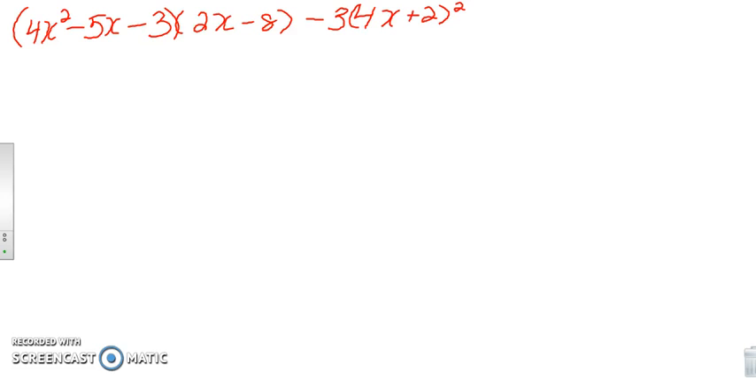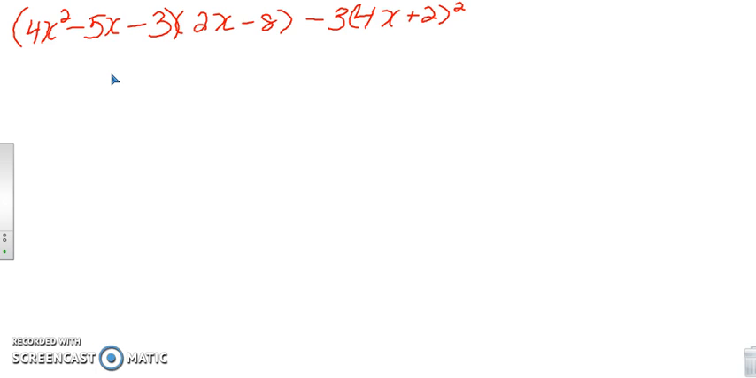Good evening, class. Today I wanted to run through a problem of multiplying or expanding a couple of polynomials. And I really wanted to give you an example that was a little more difficult than some of the ones that you may have seen.